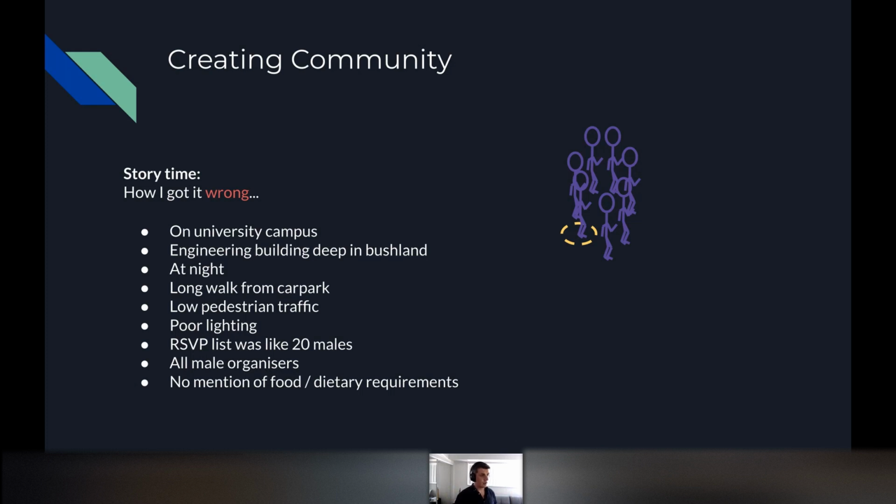So, university campus. I wanted to be engaged with students so they could come from class. Totally fine, it's a familiar space for them. But it was in the engineering building, deep in bushland. It was at night, so around 6:30 when we were kicking it off, and it was pretty dark. It was a long walk from the nearest car park, low pedestrian traffic, poor lighting. And this person said, look, I looked at the RSVP list and it was just all dudes. In fact, all the organizers were dudes as well.